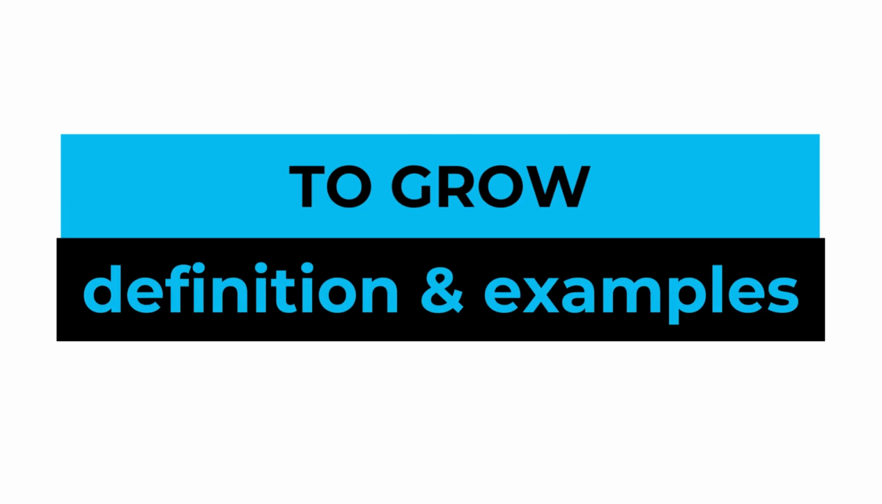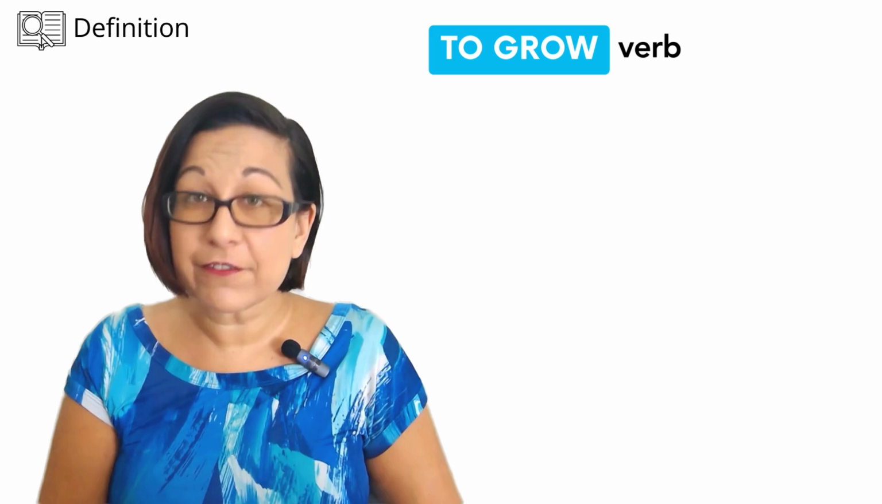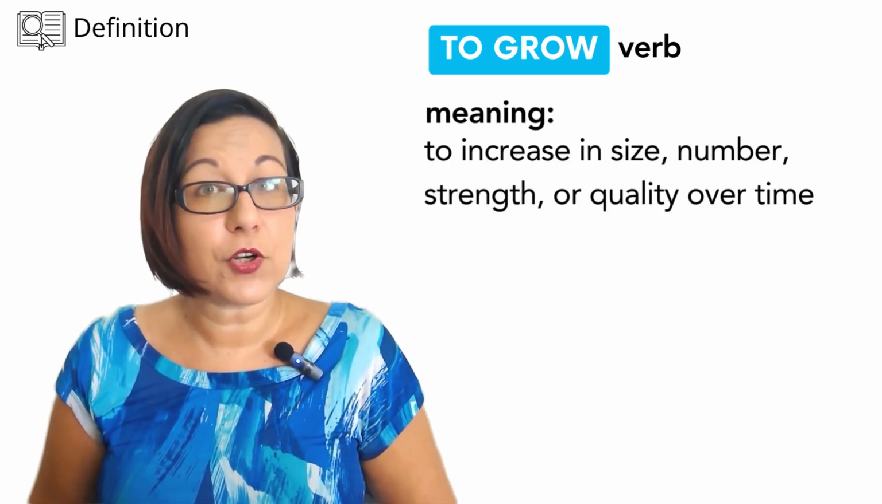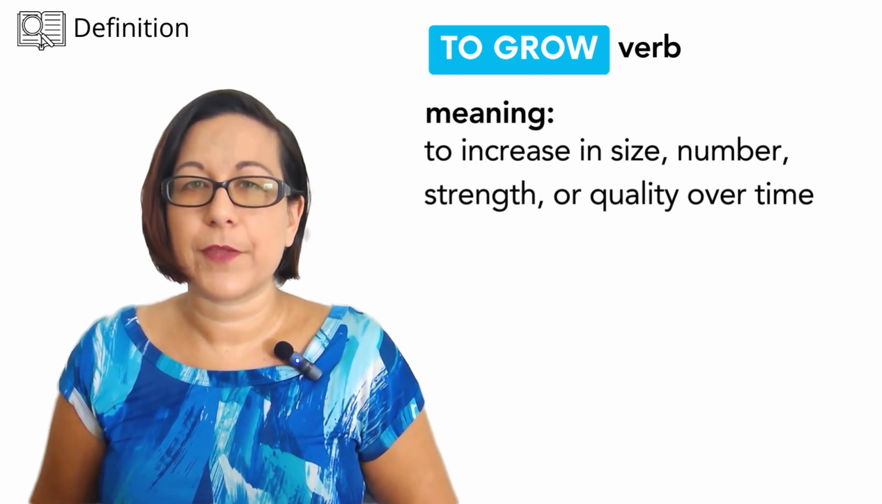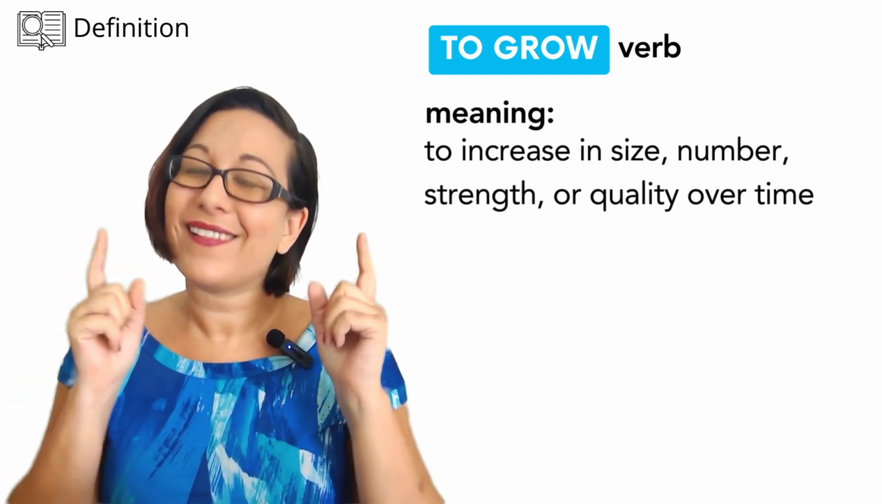Okay, now we know how to pronounce it properly. Let's take a look at the difference between the main verb grow and the phrasal verb grow up. So when we look at the main verb to grow, the definition is to increase in size, number, strength, or quality over time. Okay, so we know it has this idea of something getting bigger. Let's have a look at some examples.